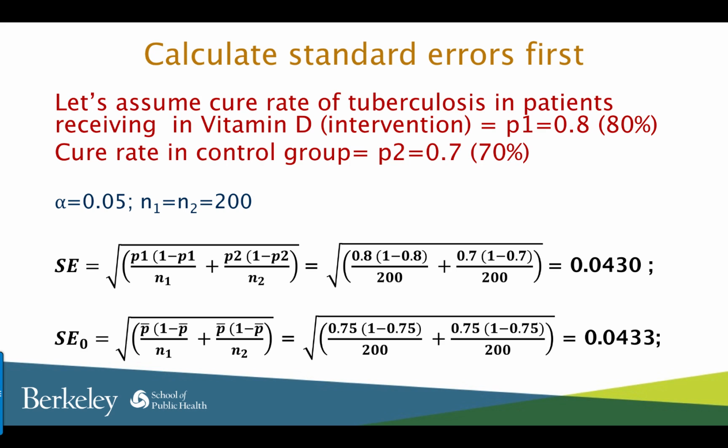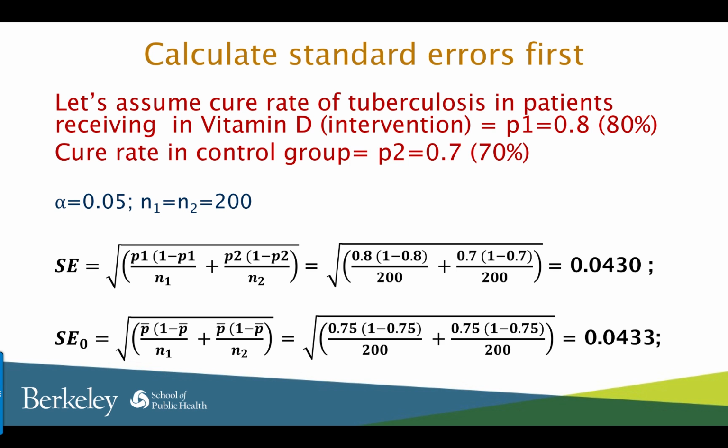Okay, let us calculate standard errors first. And we'll do this with an example. Let's assume a hypothetical situation in which the cure rate of tuberculosis patients who are given vitamin D is 80% and the cure rate for those not getting vitamin D is 70%. You are given a sample size of intervention and control groups of 200 in each group, so 400 in total, and you are testing the hypothesis at a significance level alpha of 5%.